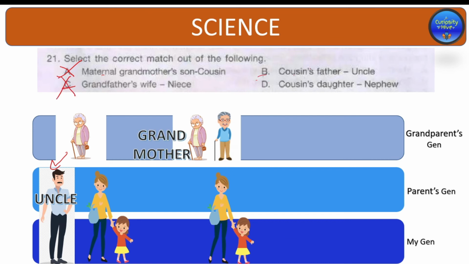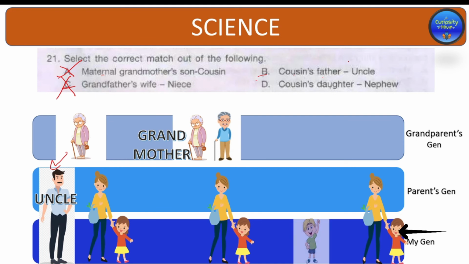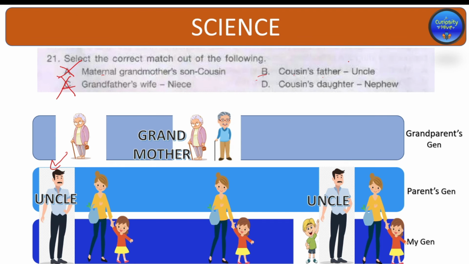Let's look at option B, which says, is cousin's father your uncle? This is me and my mother. And this is my cousin and her dad. And this would be my uncle. So B is my right answer. So this is the way that you solve these kind of relationship questions.